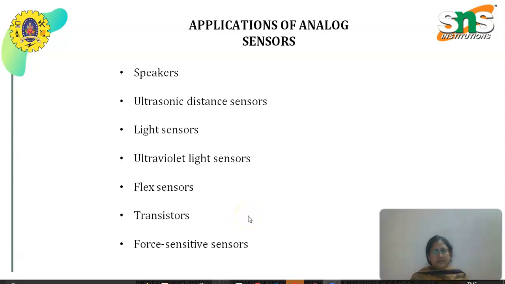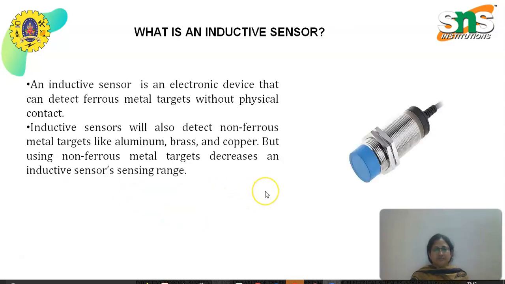If we consider the applications of analog sensors, we know that they are mostly used in speakers and ultrasonic distance sensors, which measure the distance between two objects. Light sensors, ultraviolet light sensors, flux sensors, transistors, and force sensitive sensors also come under the category of analog sensors.